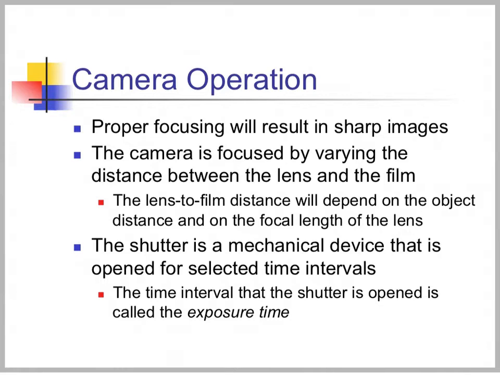So, we have to get proper focusing to result in the sharpest images. And the camera is focused by changing the distance between the lens and the film. The lens-to-film distance will depend on the object distance that we're taking a picture of and the focal length of the lens. The shutter is a mechanical device that's open for only select time intervals. And that time interval that the shutter is open is called the exposure time.